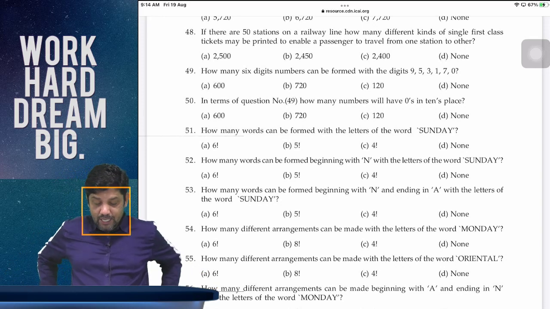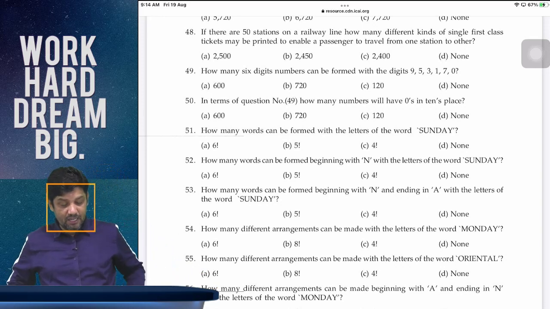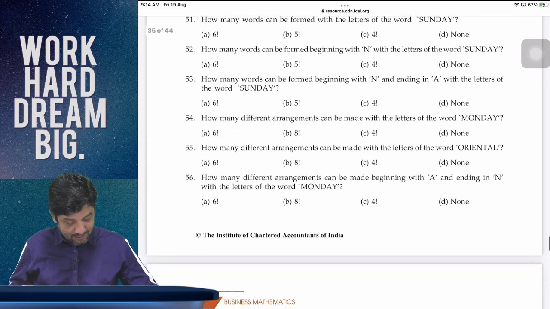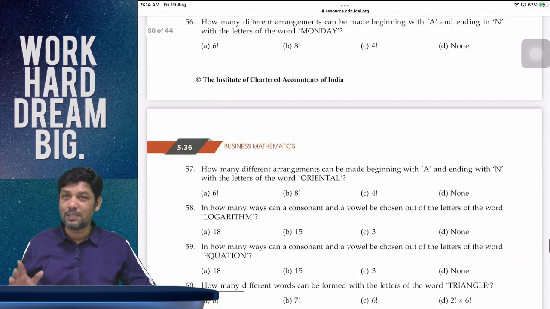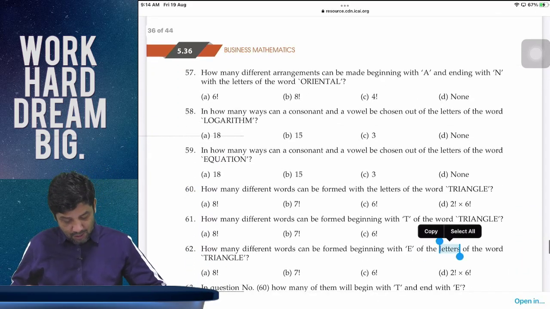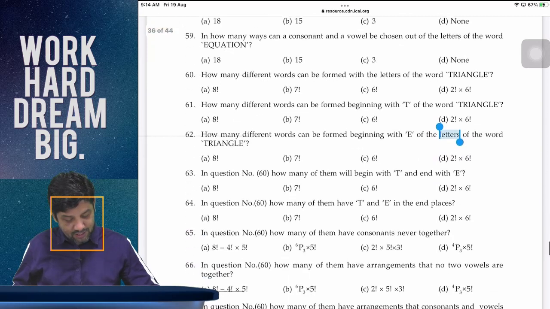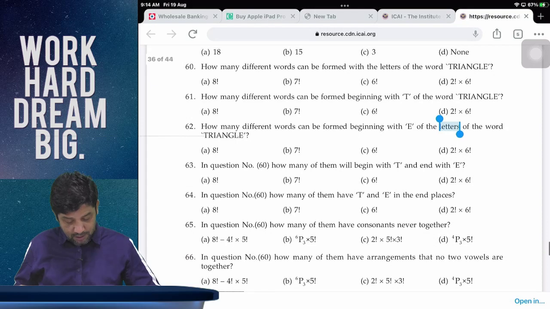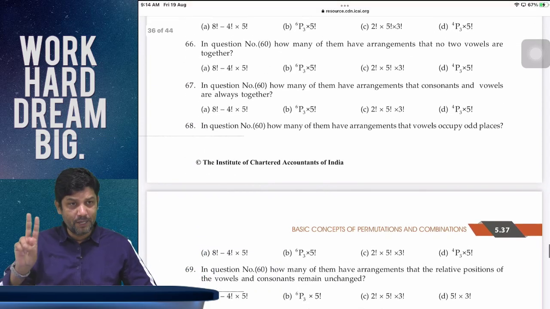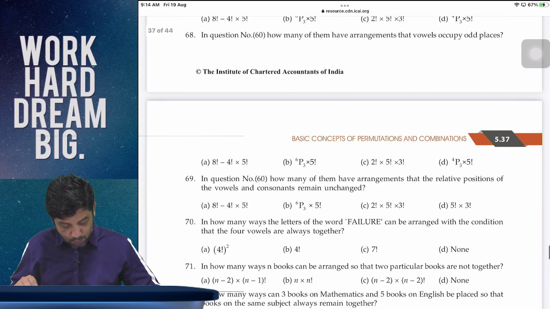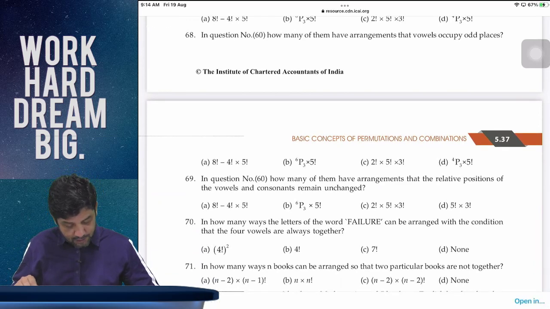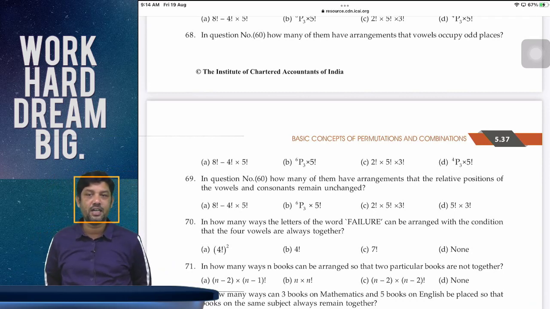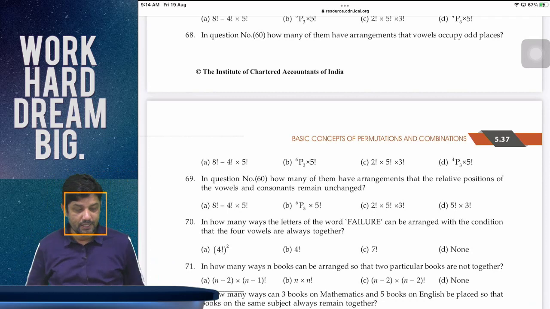How many words can be formed with the letters of the word Sunday? 6 factorial. Hey, you do it, man. This is a waste of time for me because now you are experts. Now logarithm, equation, we ourselves did, right? Okay. You do me a favor. I'm giving you 2 minutes. I want you to complete 61 to 69. Your time starts now.